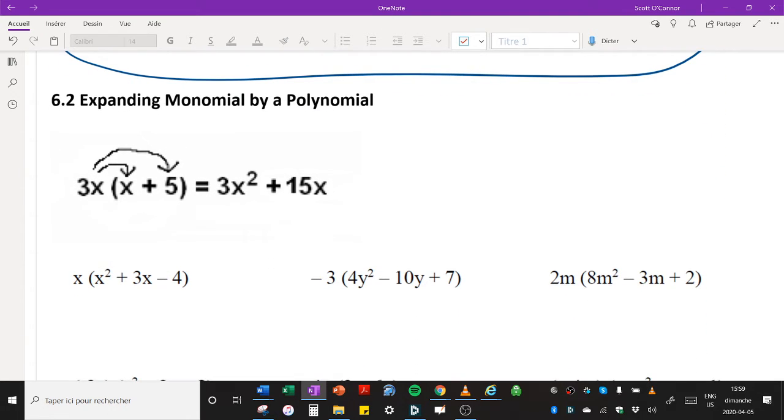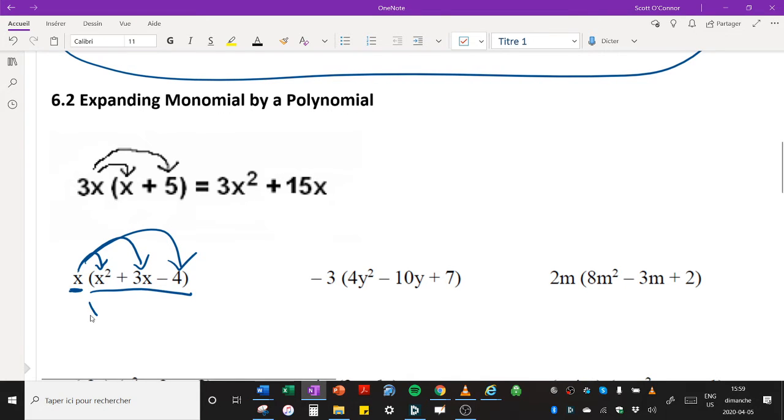6.2 is expanding a monomial by a polynomial. So here we have a monomial, here we have a polynomial, and when we expand, what we have to do is we have to multiply the term outside the bracket by all the terms inside the bracket. So if I do x times x squared, I get x to the power of 3. If I do x times 3x, I get 3x to the power of 2. And if I do x times negative 4, I get negative 4x.